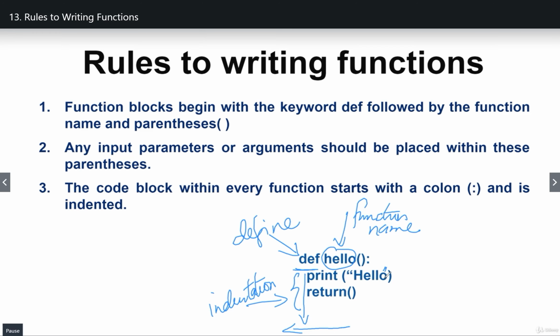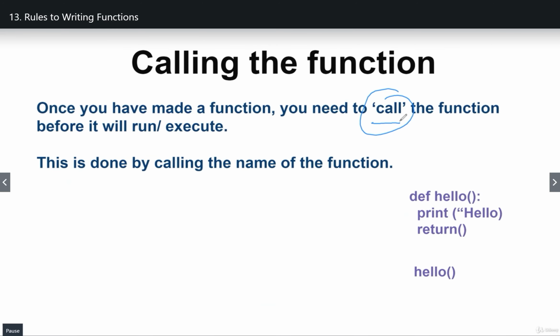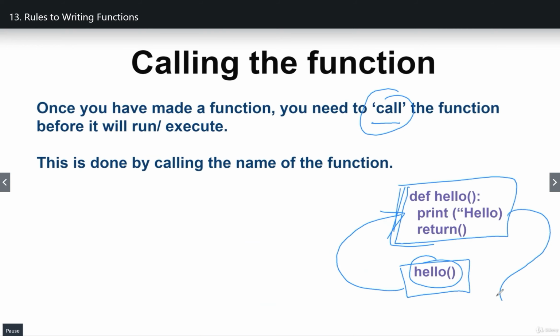Once you have created your function, you need to call the function before it will run or execute. Now, what do we mean by call the function? All that means is you're calling the name of the function. So in this case, we have the block of code, the function here, and here we've written out the name of the function followed by a parenthesis. So here we are calling the function by its name.